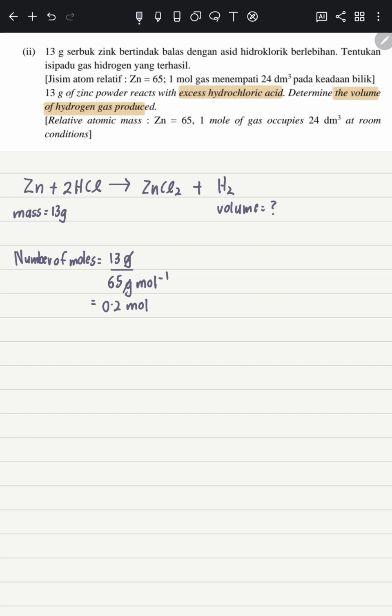So later what I'm going to do with the 0.2 mole, I'm going to use this to get the volume for hydrogen gas. But how? I will do mole ratio. So here is how my mole ratio works. My mole ratio between whom and whom? I have information about zinc. So basically 1 mole of zinc equivalent to 1 mole of H2. How do I know that it is 1 mole and 1 mole? You see the number in front of them, 1 mole and 1 mole.